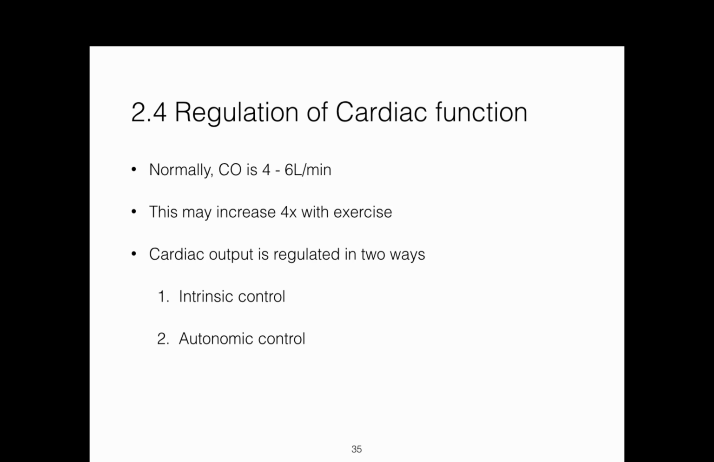Normally, the cardiac output of an adult at rest is between 4 and 6 litres per minute. Cardiac output may increase 4 times or more with exercise. The cardiac output is regulated in two ways. One, via intrinsic control, and two, via autonomic control.